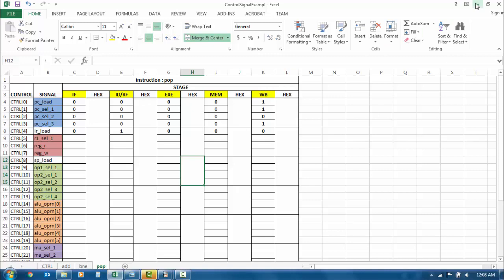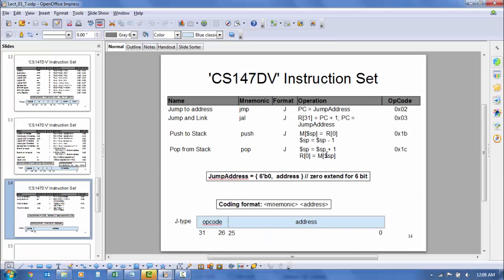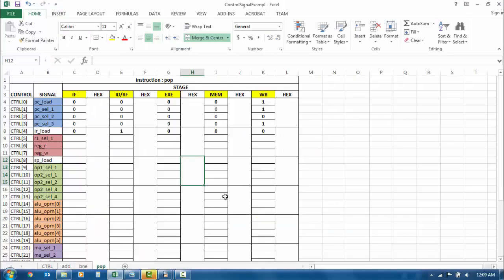Let's just make sure from our instruction set architecture. It's in lecture 1, I believe. Yeah, here's a pop. Oh no, it's not register 31. Register 0 must be written back with the memory pointed by the stack pointer. But before you access the memory, we must increase the stack pointer by 1, right? So first this operation happens, then this operation. Okay, let's keep that in our mind.